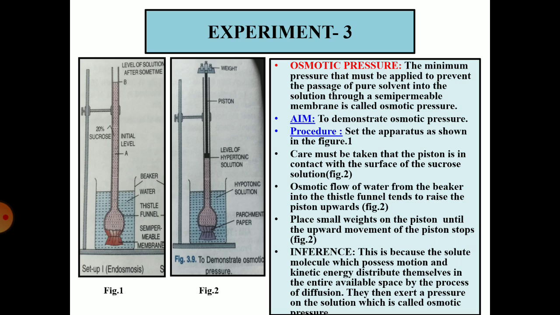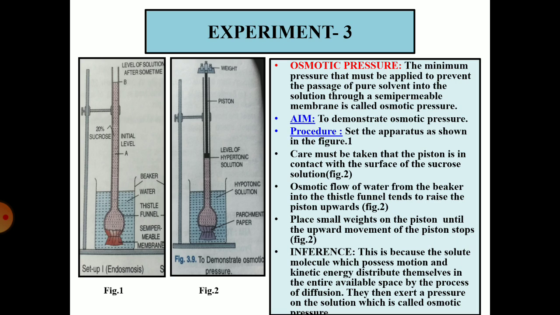Now, in the second setup, we take a similar thistle funnel with the same material, but now we place a piston in this. And we will find that as soon as water starts entering into the system, we start putting weights on the upper portion of the thistle funnel. Care should be taken that the piston lies just in contact with the sucrose solution. Now, as you keep on adding weights on it, you will find that no further entry of water is taking place.